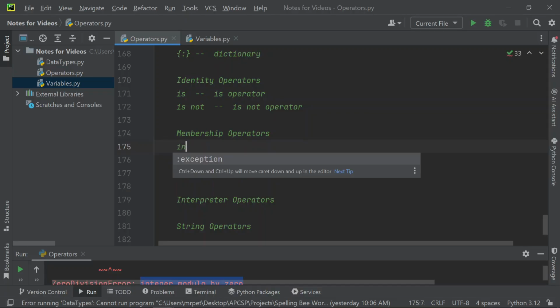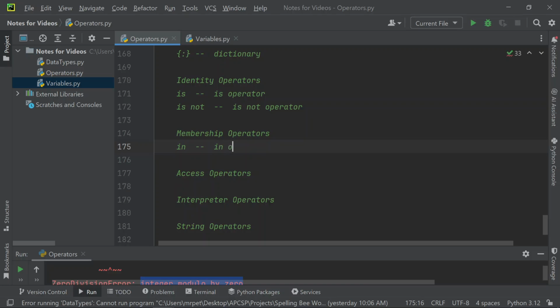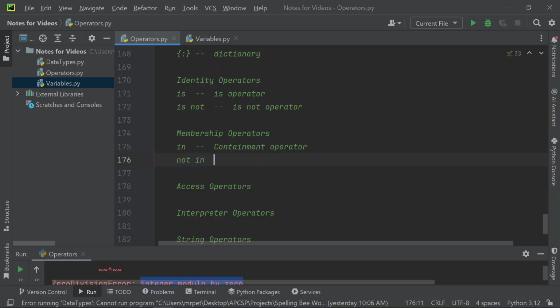The membership operators, another word, in. I think this is actually called the containment operator. And the not in. I don't know if this has a name. We'll just leave it as the not in operator.